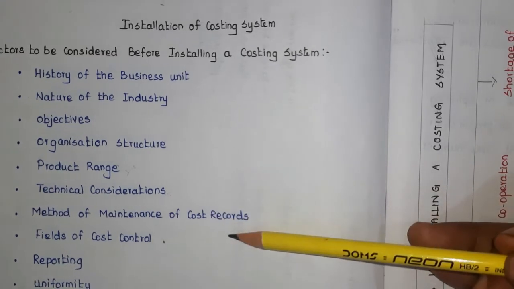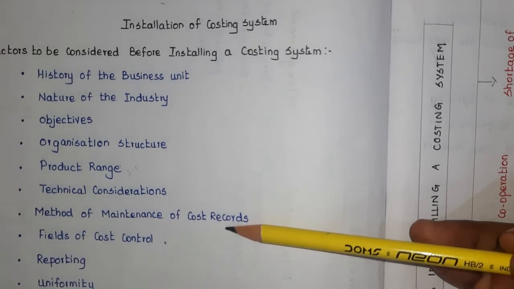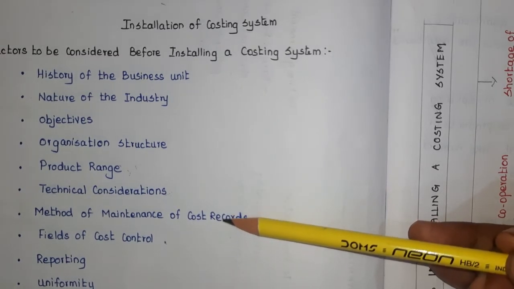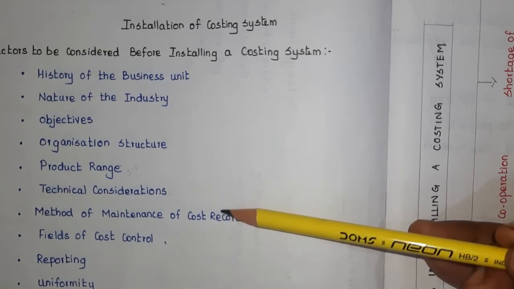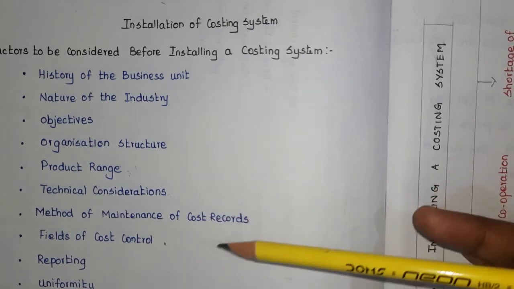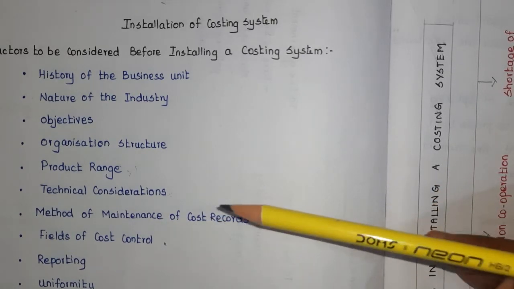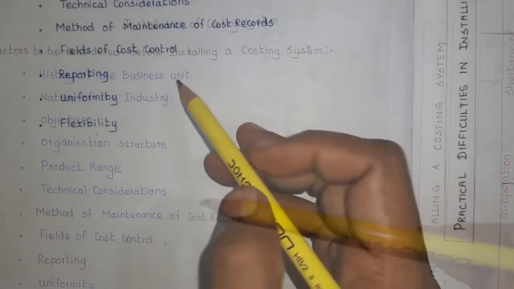The last part is the method of maintenance of cost records. Here the method of maintenance of cost records should be determined. It should be decided whether to have an integral accounting system, that is, one set of books for cost and financial transactions.